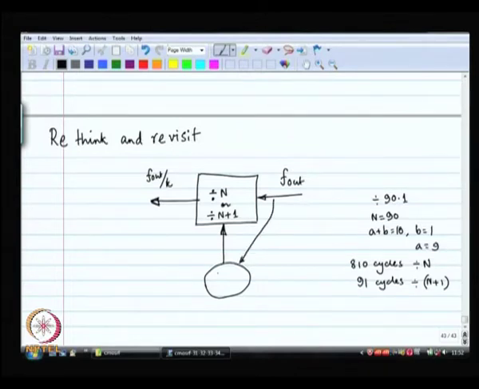Okay. So, this particular logic circuit is clocked by this, and there is a counter over here that is going to count till 901, right, and out of this 901, it is going to say 810 times, let us count by n, and 91 times, let us divide by n plus 1. Okay. So, this is basically the thought process.